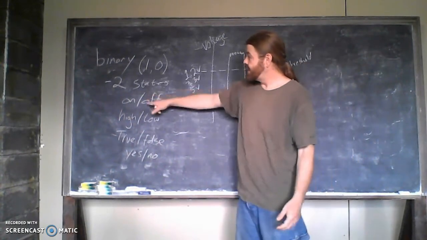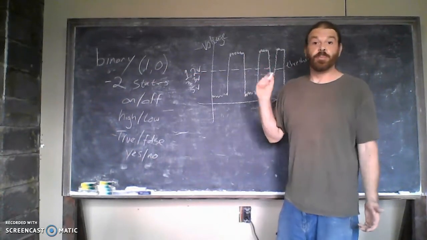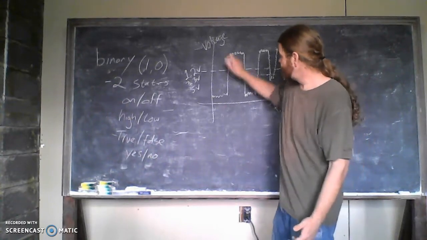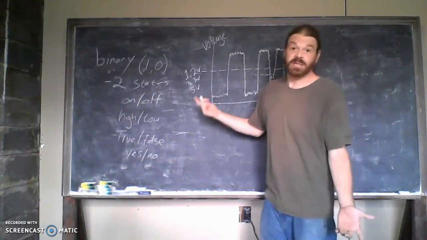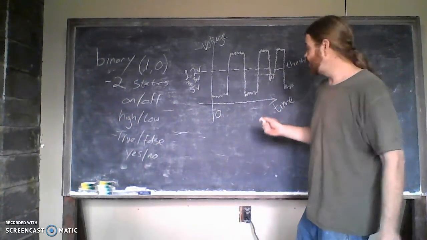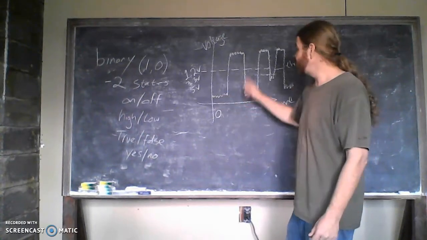And as far as this, we represent it with a 1 and a 0. For the most part in this class, I'll say a 0 is off and a 1 is on. And the times that it's different, I will make sure and state that explicitly. So we're going to use a 0 for off and a 1 for on.